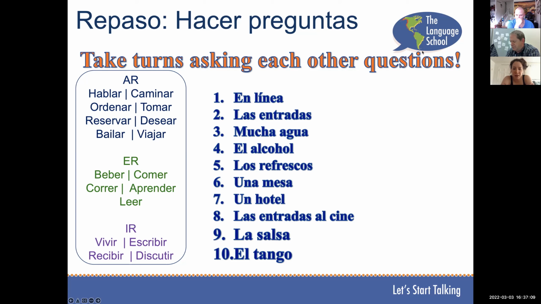¿Tú comes las entradas al cine? Entradas by itself means appetizers. In this context, it means movie tickets. Okay, I think I did this last time. Yes, I think somebody said the same thing the other day. Okay, I'm gonna write this down. So that's movie tickets. ¿Tú reservas las entradas al cine? Sí, reservo las entradas al cine.